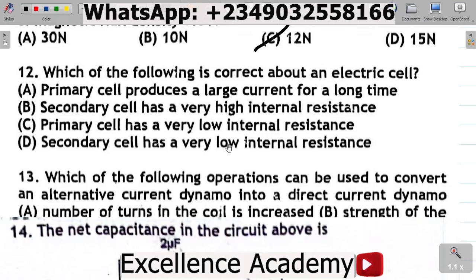Now you want to note this about electric cells. Let's start with primary cells. Primary cells are used up gradually. Often the cells are used and can't be recharged. Meanwhile, secondary cells or accumulators can be recharged and used for a long period of time. Their main advantage is that they have very low internal resistance. So the correct option here is option D, that secondary cells have very low internal resistance.